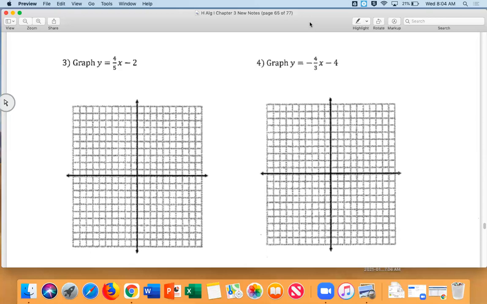Mm-hmm. All right, let's start going over these questions. So question number 3. My slope is 4/5, meaning I'm going to go upward and to the right 5. And I'm going to start at the point -2. So I'm going to start at -2 on my y-axis, and then I'm going to go up 1, 2, 3, 4, and to the right 1, 2, 3, 4, 5. Up 4, to the right 5. Okay? And then you're just going to connect your dots.